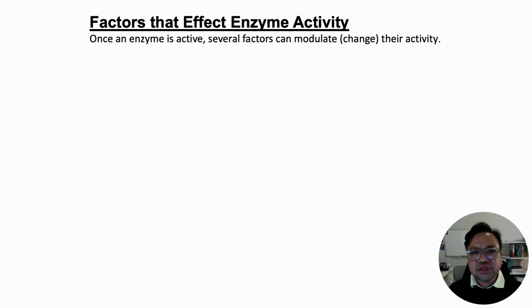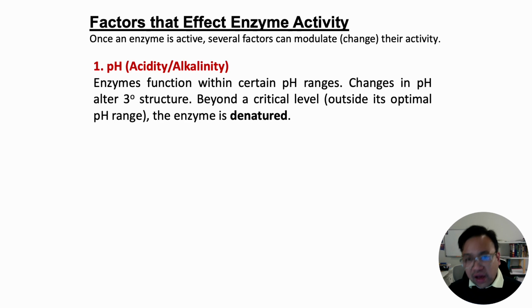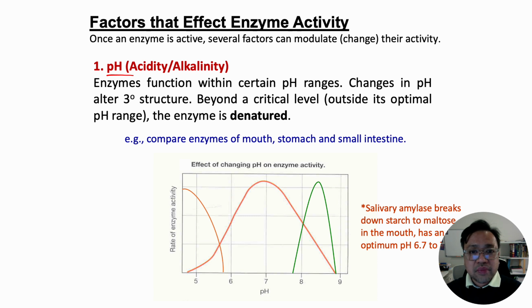On the succeeding slides, we are going to tackle the factors affecting enzyme activity, which you will be doing as well in the lab. Enzymes function optimally within a specific pH range, and deviations from this pH range can alter their tertiary structure, leading to denaturation or loss of function.